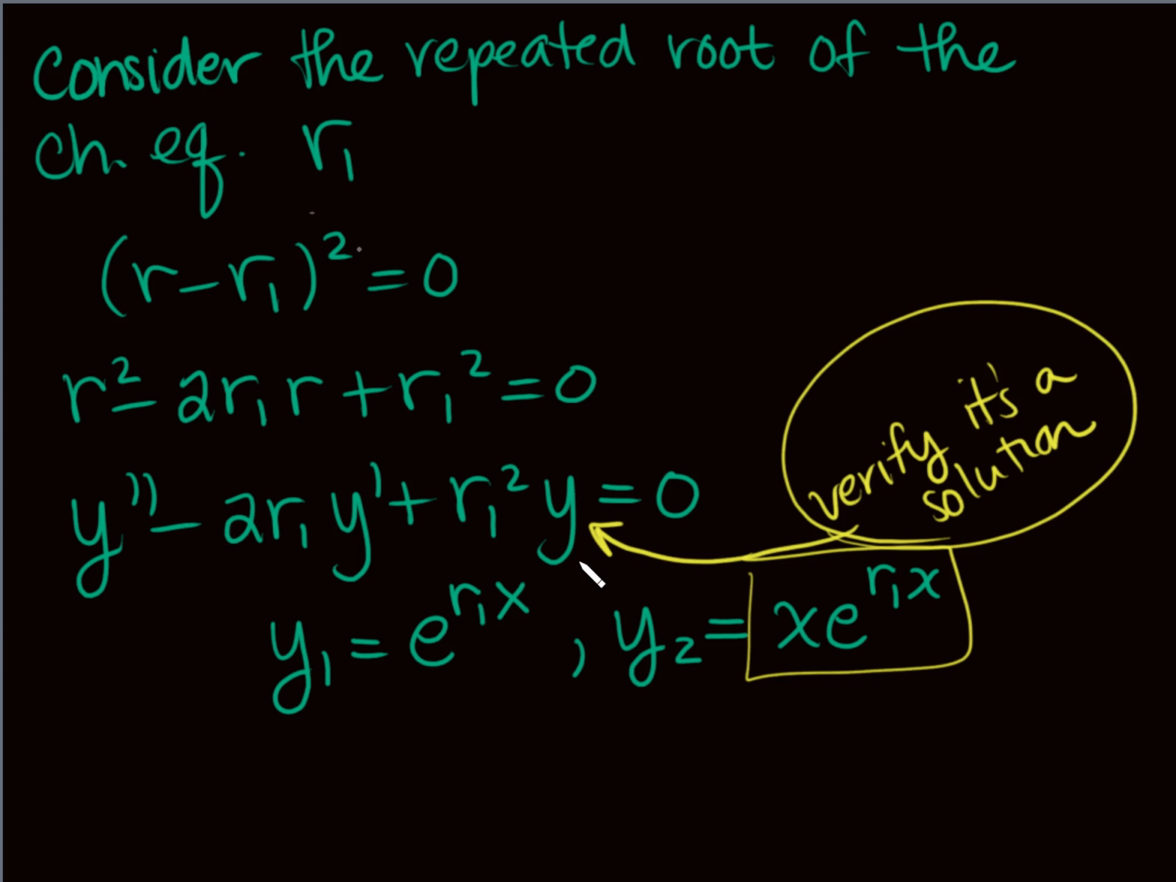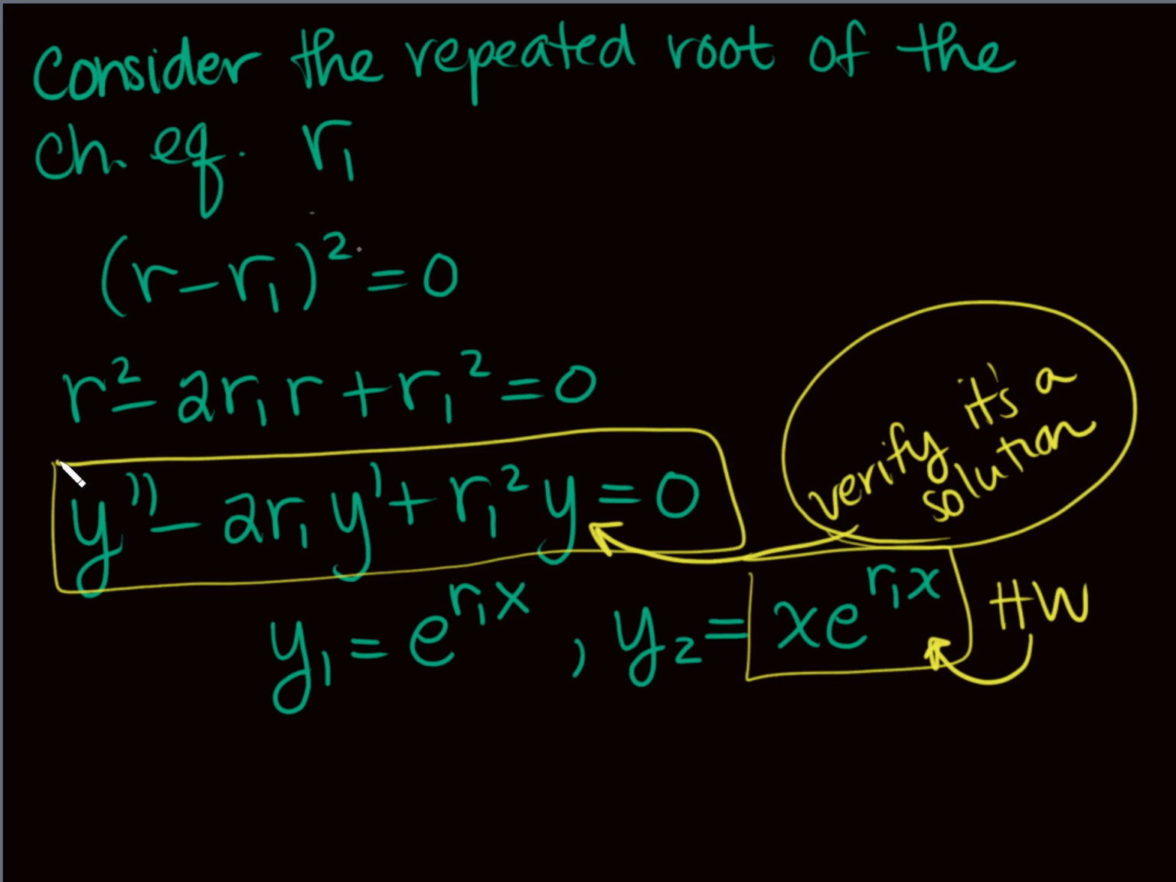So for your homework, for 2.1, this is part of your homework. You need to verify that this x e to the r1x is a solution to this differential equation right here: y double prime minus 2r1 y prime plus r1 squared y, okay? I want to see that in your homework. If it's not in your homework, you won't get full credit.